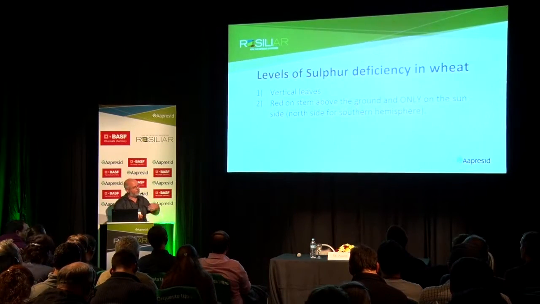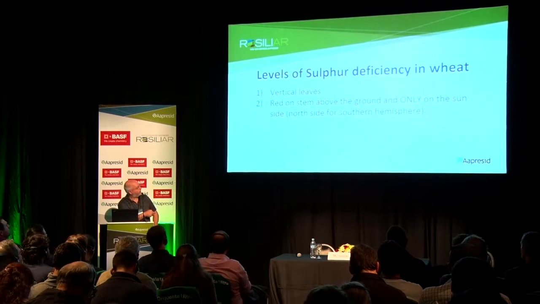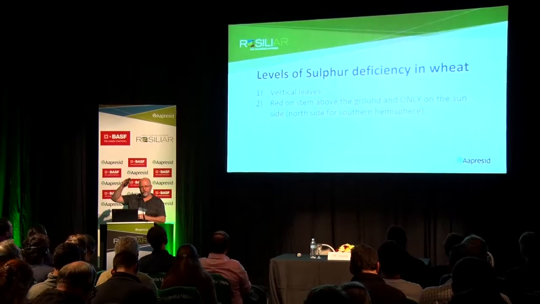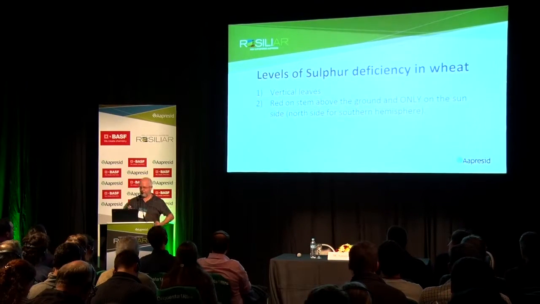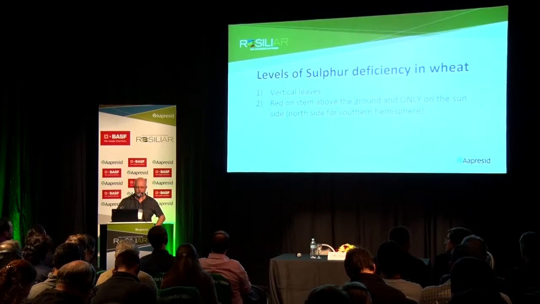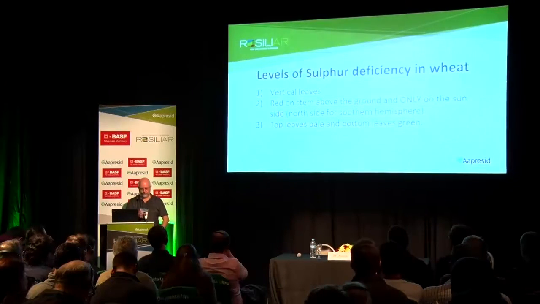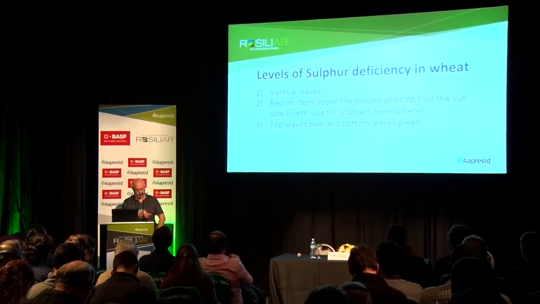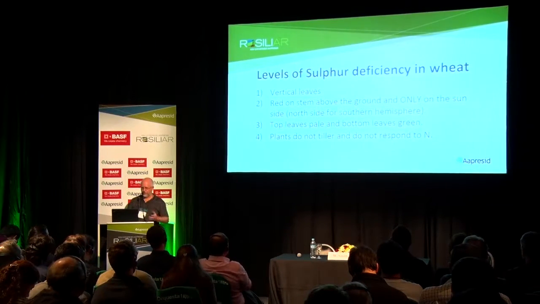The first thing you see is vertical leaves. The second level, as it gets worse, is a very interesting symptom. You get red on the stem, up off the ground, and only on the side of the sun. So for us, southern hemisphere, it's on the north. If we were in England, it would be on the south side. As you get worse deficiency, the top leaves are pale, the bottom leaves are green, like textbooks talk about. But I want to teach you how to pick up the number 1 and 2. And then if it gets really bad, the plants don't even respond to nitrogen anymore.